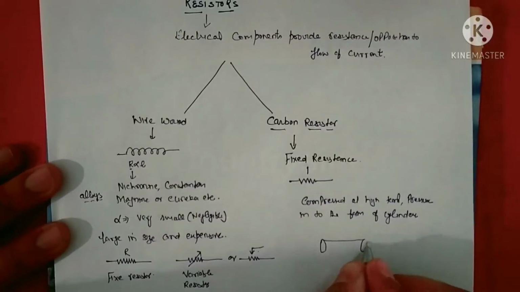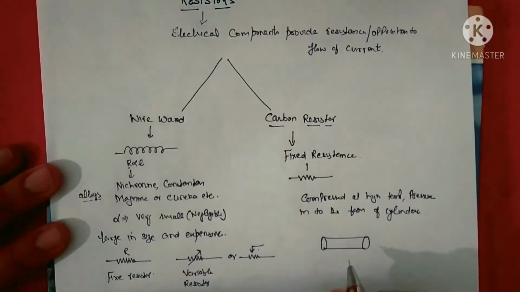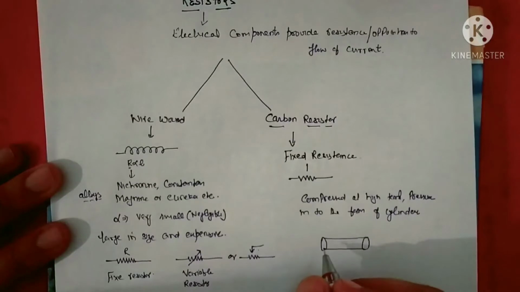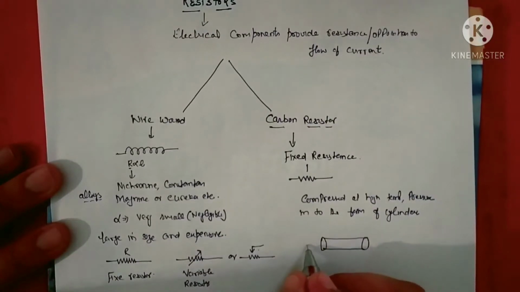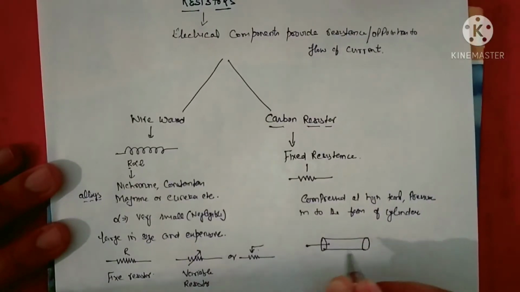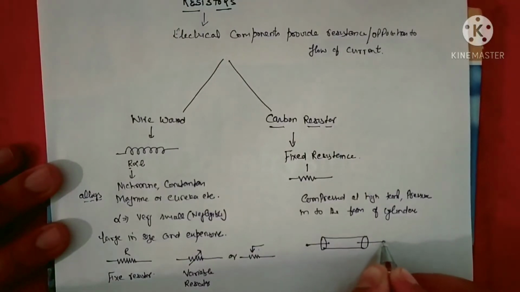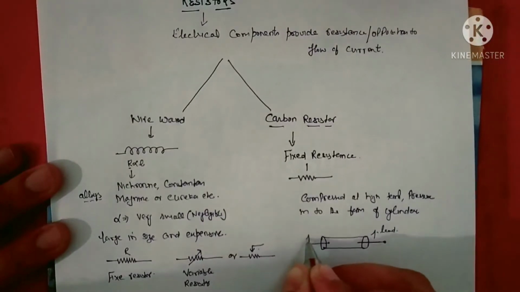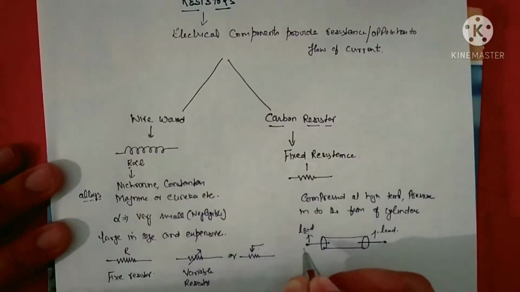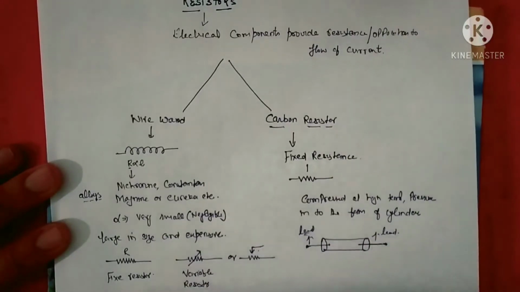Suppose this is a cylindrical form made of carbon, and you know that pure graphite is also carbon. That is compressed at high temperature and pressure into the form of a cylinder, and at the ends there are metal contacts to make the terminals. These are of lead. They are used for making the metallic connection to the electrical circuits.